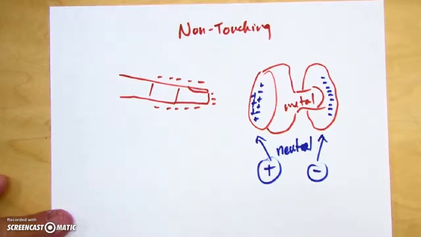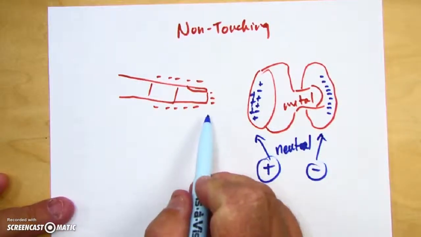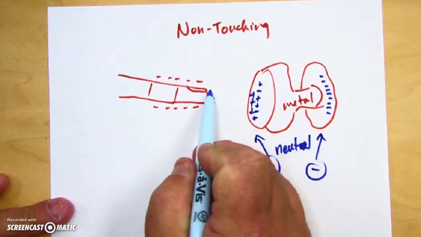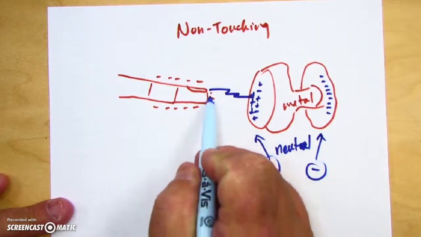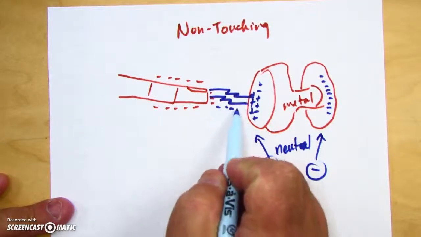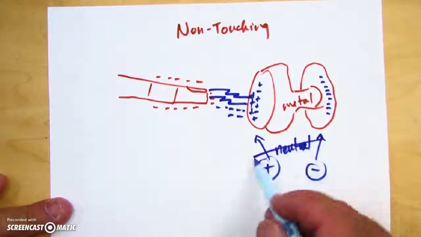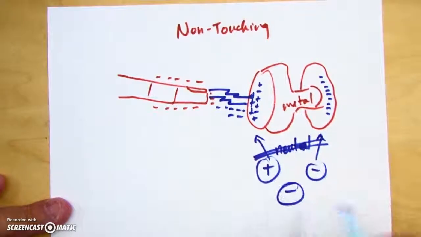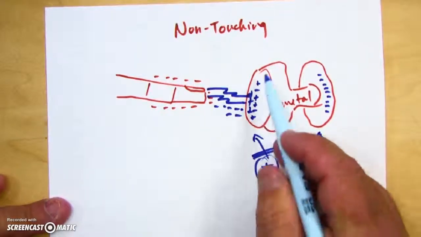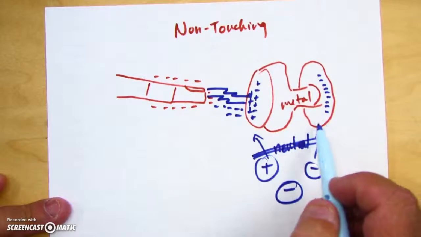Now, if I continue to move closer, eventually I'm going to get negatives jumping. And now it's no longer going to be neutral. Now it's going to have a net negative charge. And once the negatives get on there, the negatives are going to equally spread out.